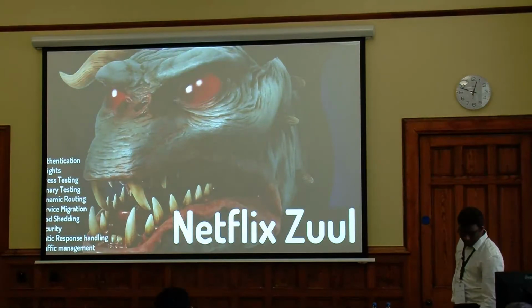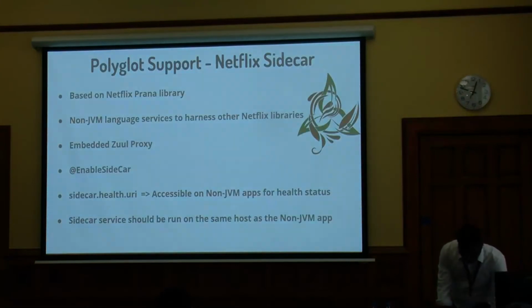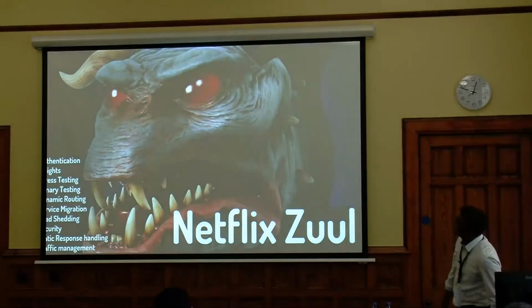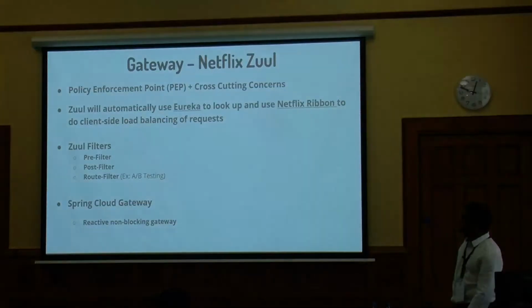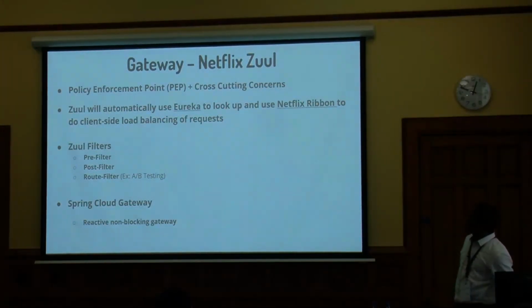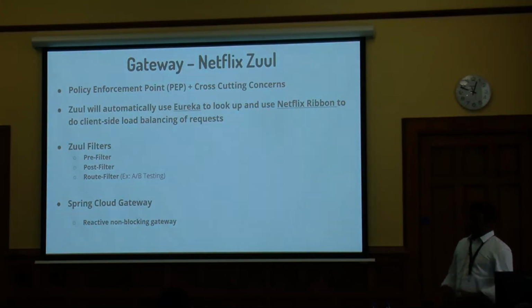Next thing is Zuul. I think some of the stuff is not visible, but okay. Netflix Zuul provides authentication, testing, dynamic routing, service migration, and stuff like security, throttling, and more. So Netflix Zuul is actually a gateway service, so it provides a policy enforcement point and cross-cutting concerns. Zuul server is an API request server, which will provide policy enforcement and cross-cutting concerns like logging, security, and everything else.